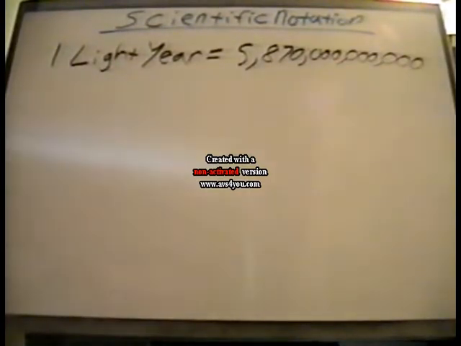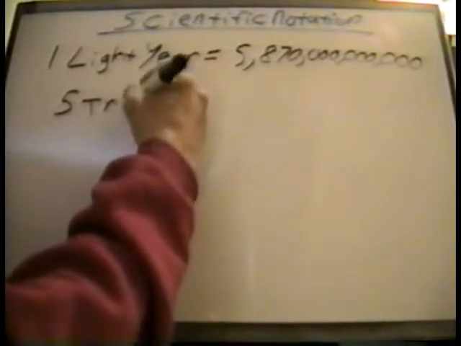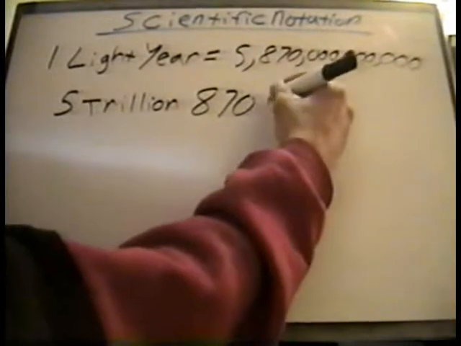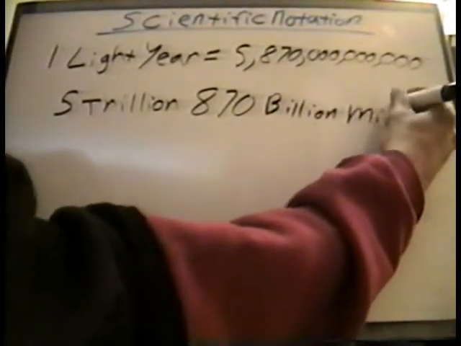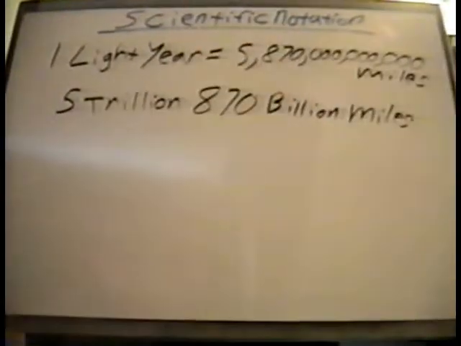So 1 light year, you would say, is 5 trillion 870 billion miles. The distance light travels in 1 year. That's the distance. So that's approximately 6 trillion. Approximately 6 trillion miles, but exactly 5 trillion 870 billion miles is 1 light year.